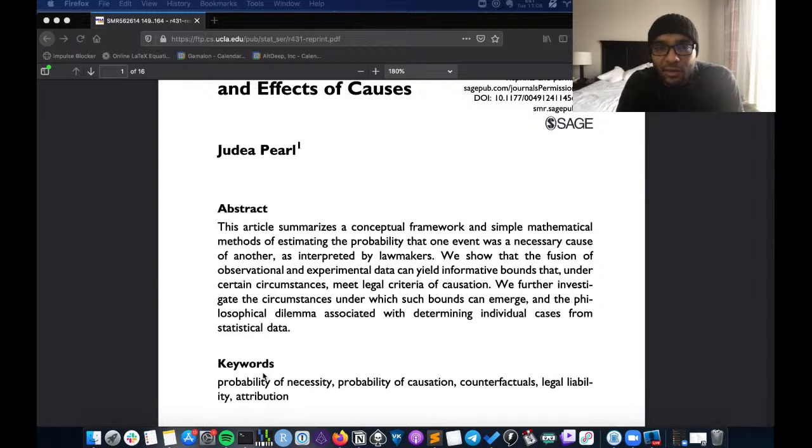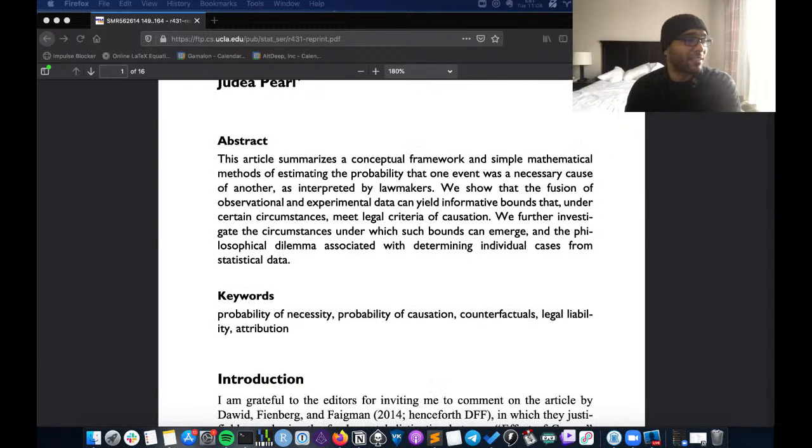All right, so this article summarizes, we got that already. We show that the fusion of observational and experimental data can yield informative bounds that under some circumstances meet legal criteria of causation. We further investigate the circumstances under which such bounds can emerge, and the philosophical dilemma associated with determining individual cases from statistical data.